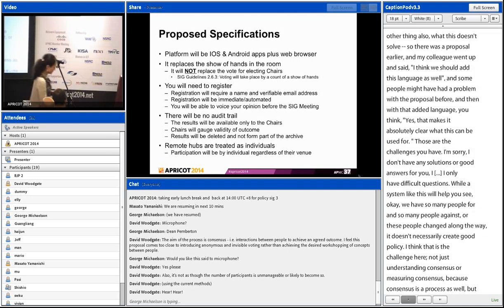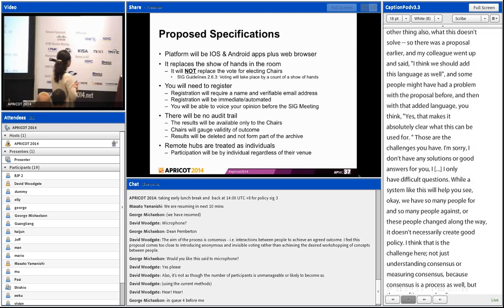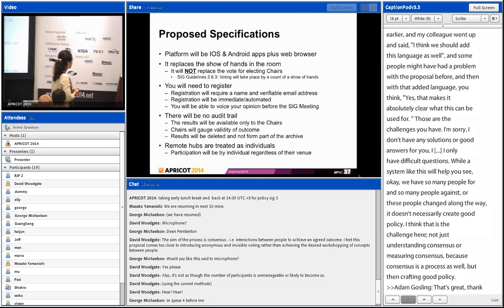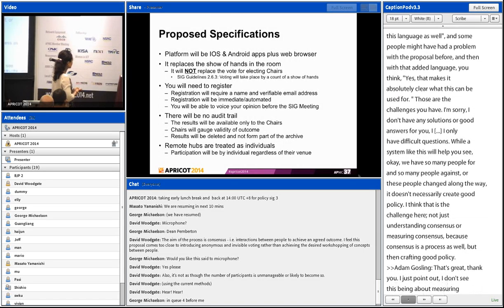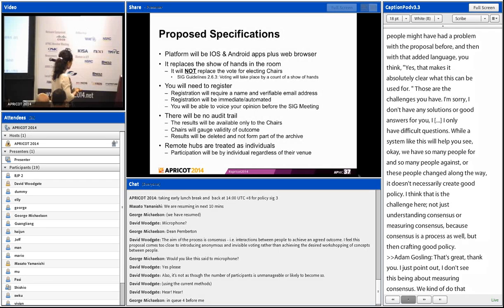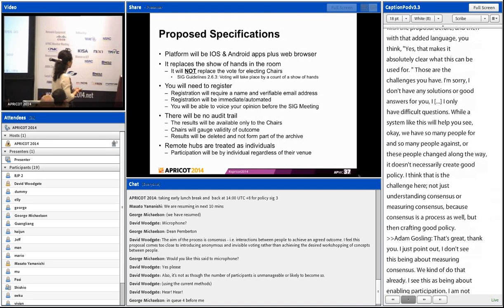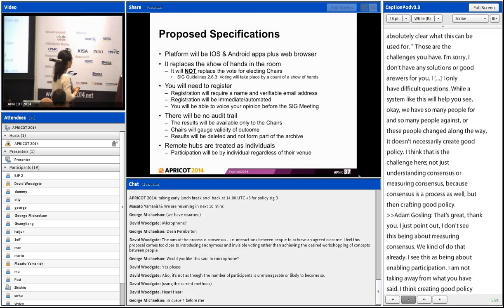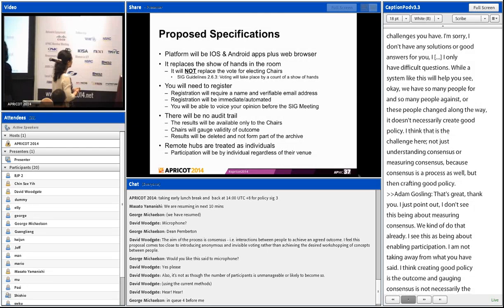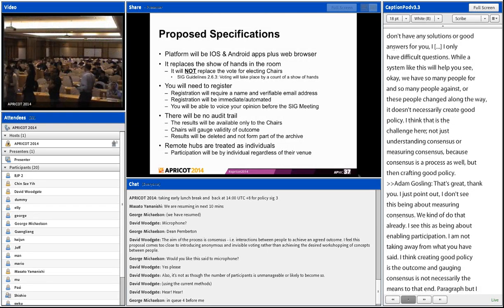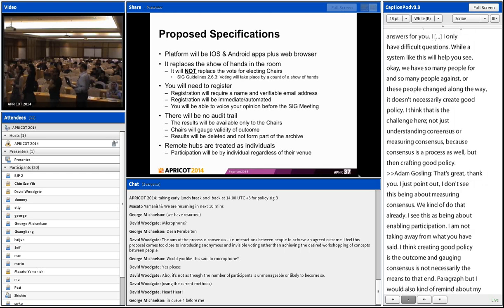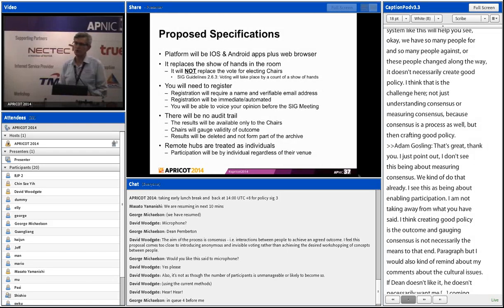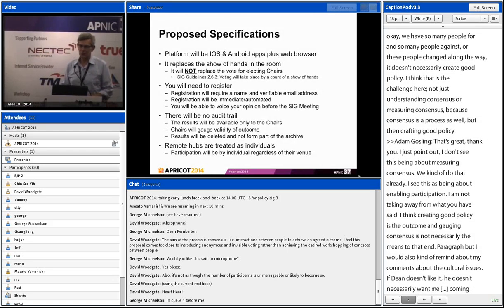That's great, thank you. I just point out, actually, I don't see this being about measuring consensus. We kind of do that already. I see this about enabling participation. And I'm not taking away from what you said. I think creating good policy is the outcome, and engaging consensus is not necessarily the means to that end. But I would also remind about my comments about the cultural issues. If Dean doesn't like it, he doesn't necessarily want me coming over and asking, why didn't you like it? That's not necessarily a good outcome either. But I think what you've said there is really important. Our objective is to make good policy.